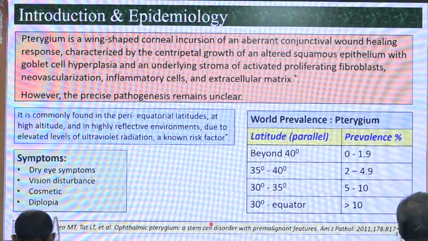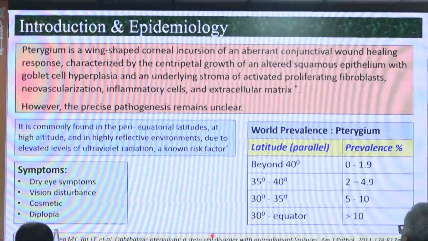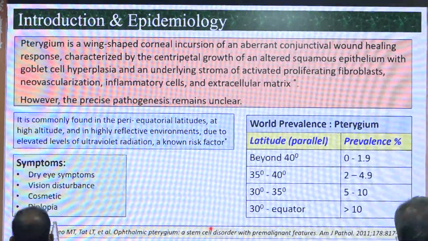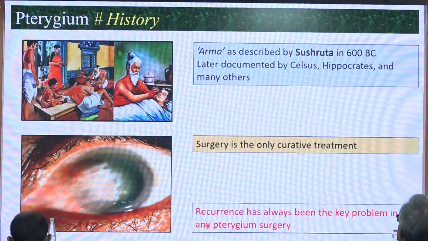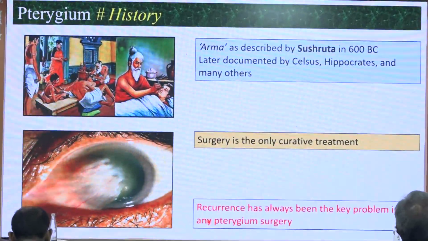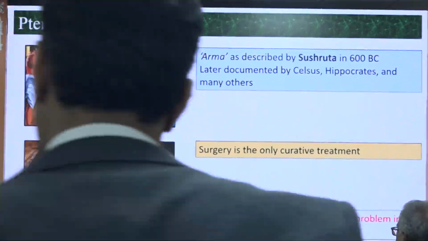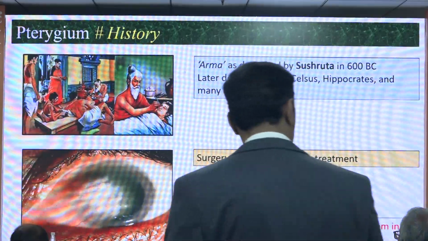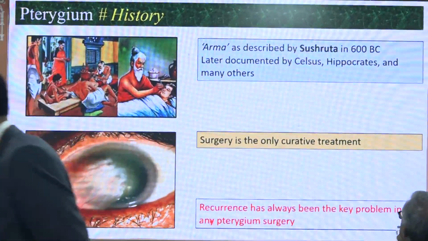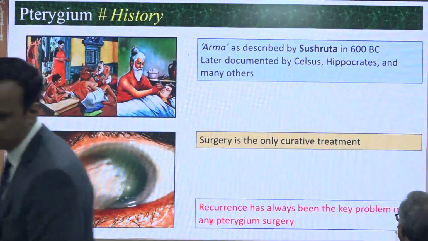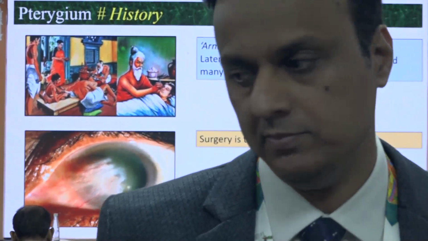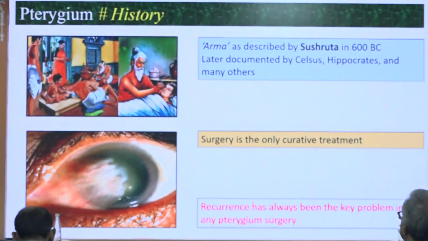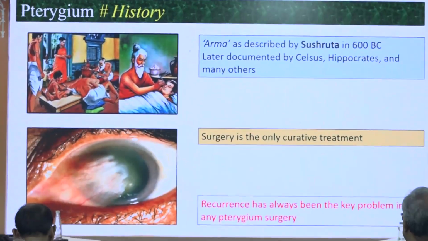The symptoms of pterygium are dry eye symptoms, vision disturbance, cosmetic concerns, and sometimes diplopia. It was described long back by the great Indian physician Shushrut in 600 BC and later documented by many other scientists and doctors. Surgery is the only curative treatment, and recurrence has always been the key issue in any pterygium surgery.